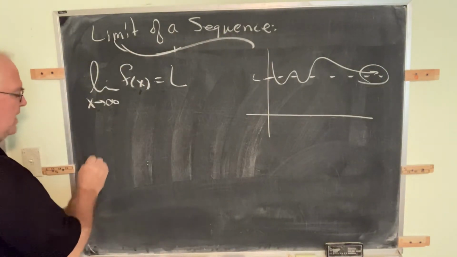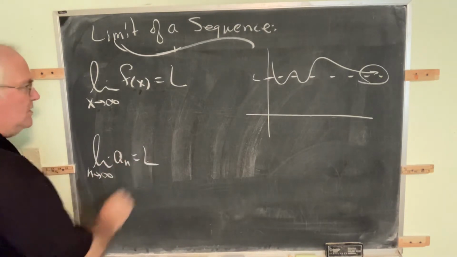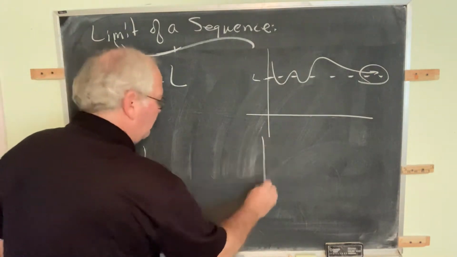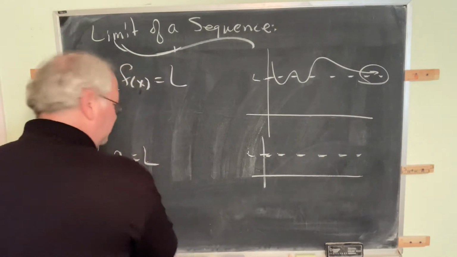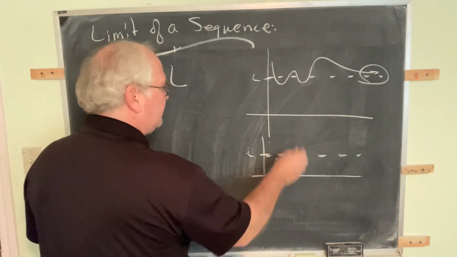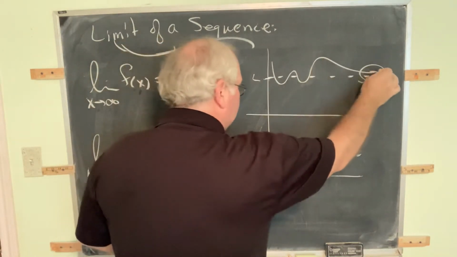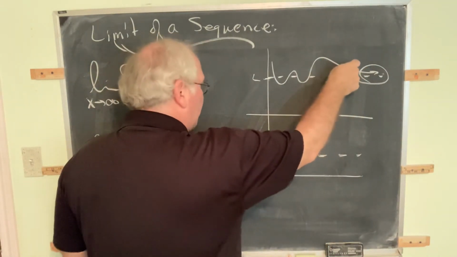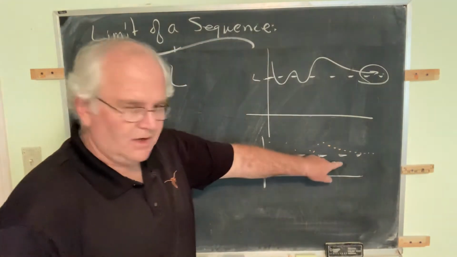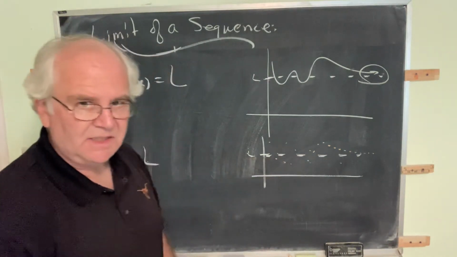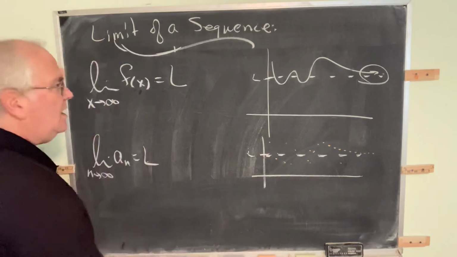And so when we write the limit as n goes to infinity of a_n is equal to L, we mean the same thing. We mean, here's L. Now, the terms in here can be doing whatever they want to do, just like the function in here can do whatever it wants to do. But eventually, this curve settles down and approaches the asymptote. This is one possibility. And so eventually, these terms settle down and approach the asymptote. This is one possibility. It's not the only one. Now, so what we mean is this.